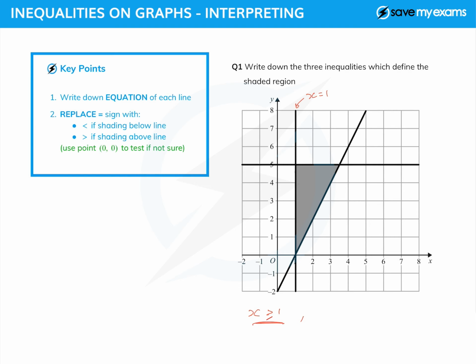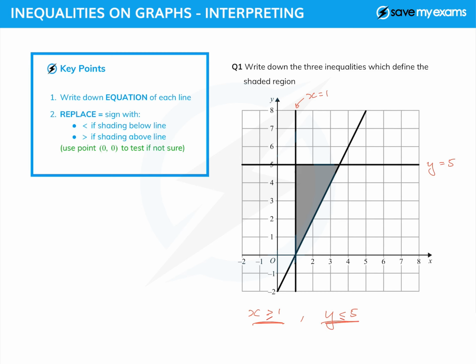Okay, now what about this horizontal line here? Well, horizontal lines have the equation y equals, and this one goes through 5, so that's y equals 5. And this time we're below the line y equals 5, and so it's going to be y less than or equal to 5. Okay, so far so easy.